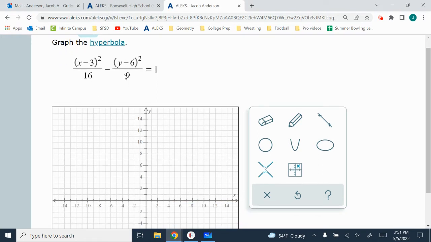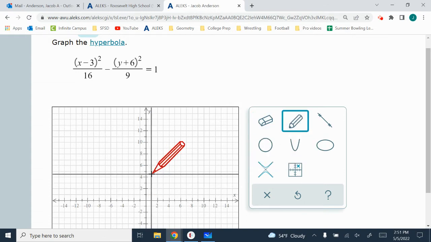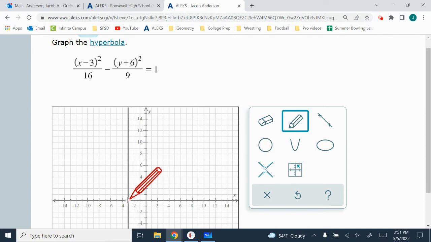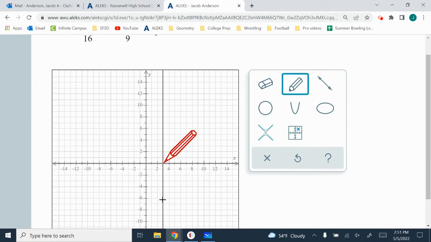So (h, k) in this case, it'd be the opposite of 3 for the x value of my center. So I'll go to my pencil. The opposite of 3 on the x-axis would be positive 3. And then for my k value, it's the opposite of 6, which would be down 6. So the center is going to be located right there.